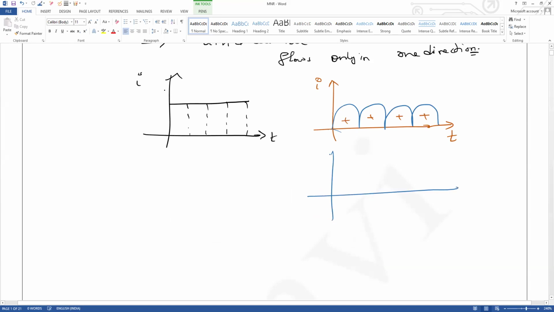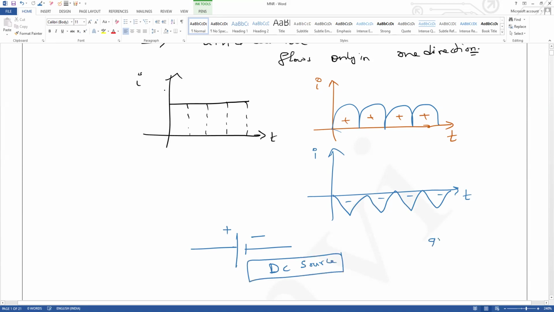Or you can take only the negative direction. No multiple directions, unidirectional. Here it is all negative. This is the current which we call DC. The representation of DC sources, our best example, is a battery or a dry cell.